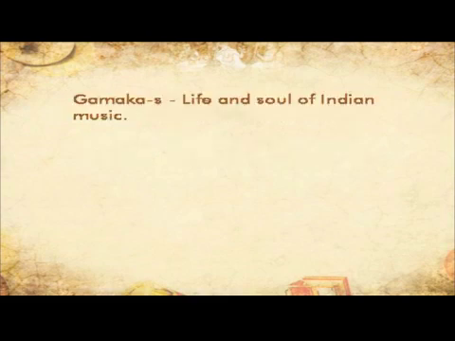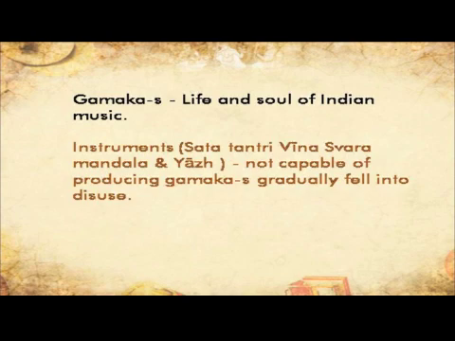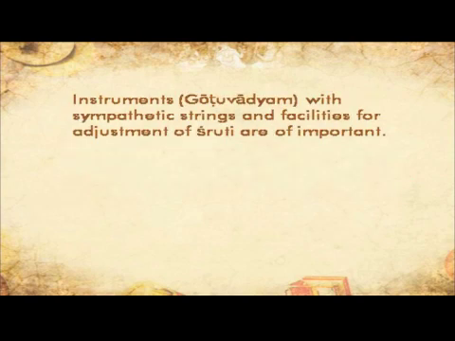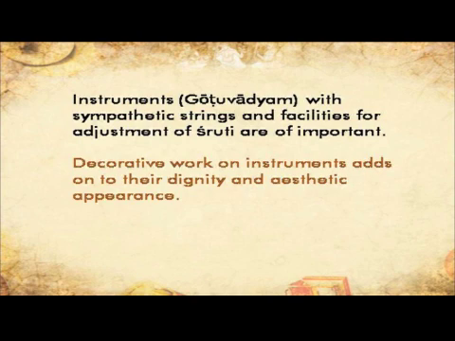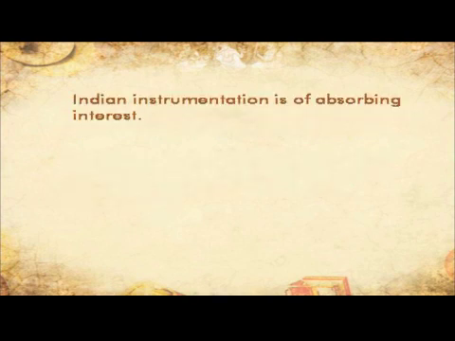Gamakas are the life and soul of Indian music. Instruments like the Satatantri Veena, Swaramandala and Yar, which were not capable of producing gamakas, gradually fell into disuse. Instruments like Gotuvadyam, provided with sympathetic strings and with facilities for the accurate adjustment of Shruti, are of interest from the acoustical and physical point of view. The decorative work on some instruments contributes to their dignity and aesthetic appearance. The subject of Indian instrumentation is one of absorbing interest.